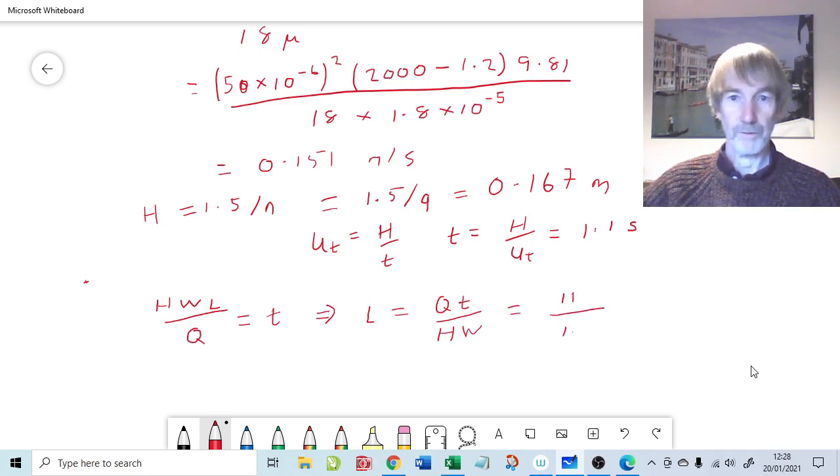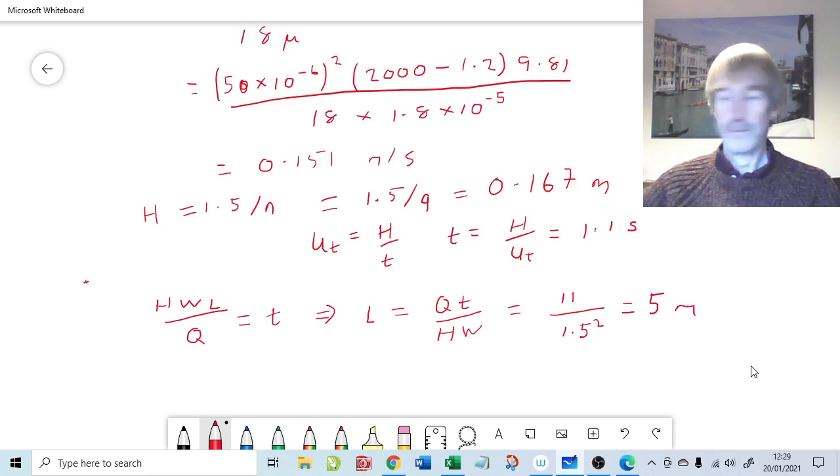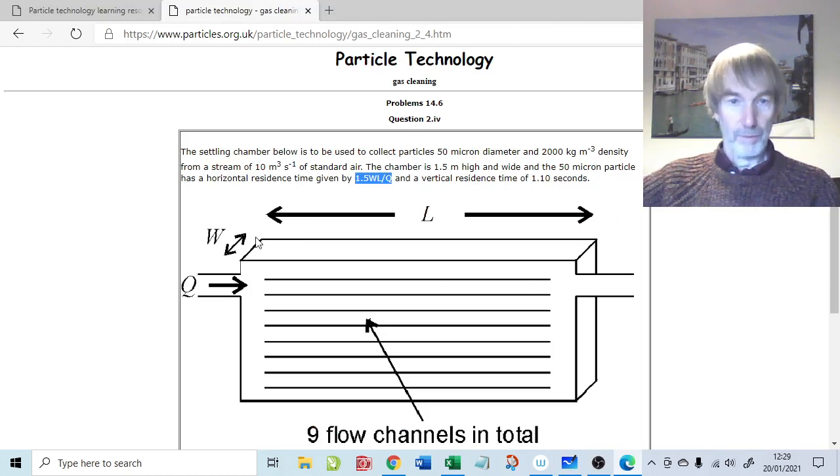and that is divided by 1.5 squared. So 1.5 squared is 2.25. Better just check that rather than rely on memory. 1.5 times 1.5 is 2.25. So we've got 11 divided by 2.25. My trusty calculator tells me that it's 4.9 meters. So if we're going to go to the nearest meter, 5 meters is the length of the device that's needed.